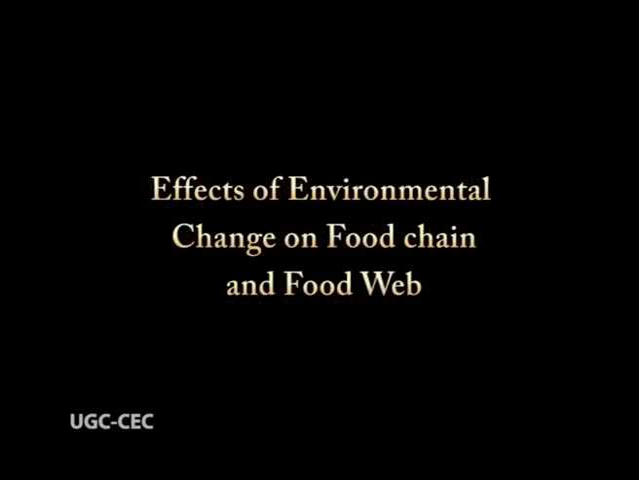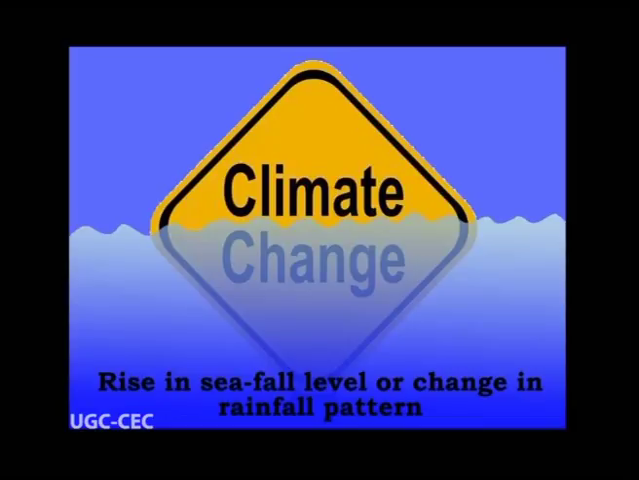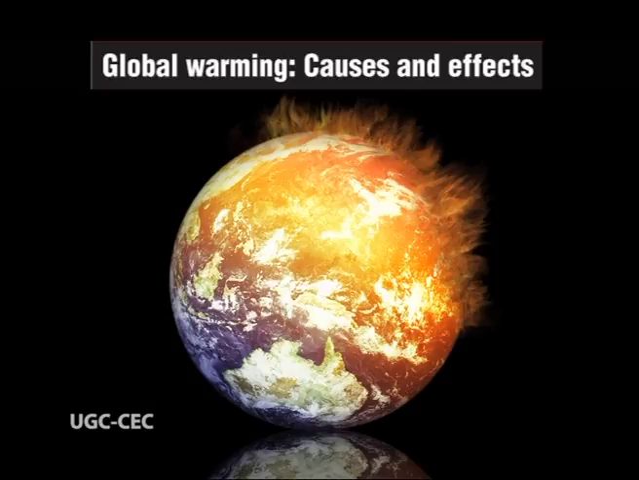Effects of environmental change on food chain and food web. There are a lot of man-made changes that nature has to deal with, including poaching and deforestation. There is also a chain reaction of other climatic changes, like rise in sea level or change in rainfall pattern. Global warming may be considered one of the greatest causes of extinction of species, as most ecosystems will be struggling if there is a rise of the global temperature by 3 degrees Celsius.